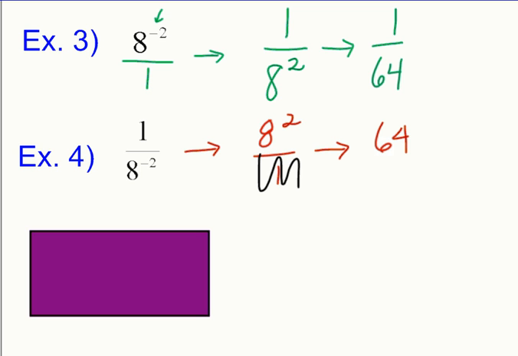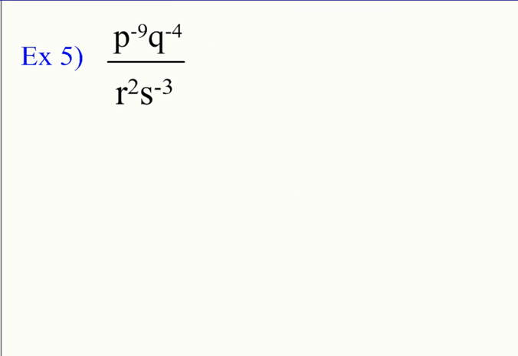Okay? Let's do one a little bit more involved so that we understand where everything comes from and how it all works. When we're evaluating this, we can see that the P here has a negative 9 exponent.